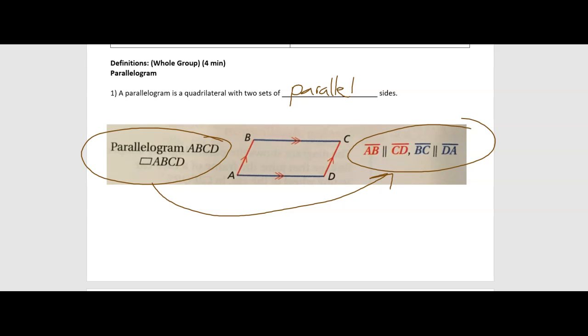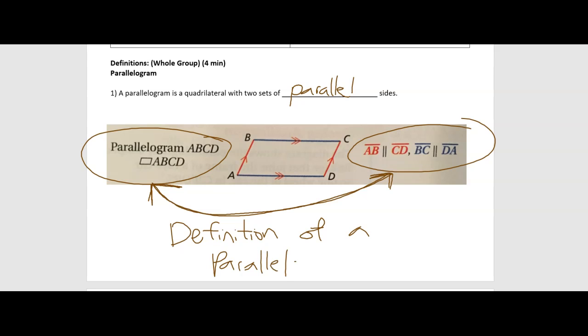You can also go the opposite way. If you know that you have a figure and you've proved that opposite sides are parallel, well, then you can go ahead and say that that figure is a parallelogram. And both of these fall under the definition of a parallelogram. It's one of those definitions that works both ways. Definition of congruent angles, definition of congruent segments, etc. So let's go ahead and prove some other properties of parallelograms.